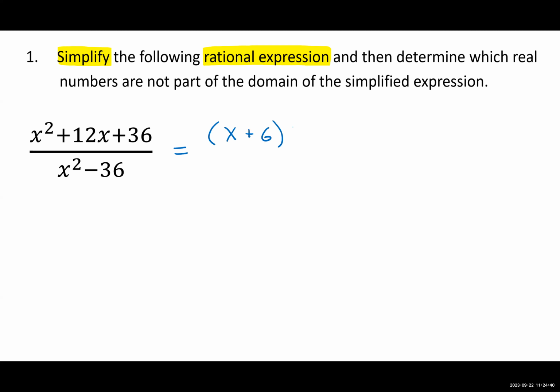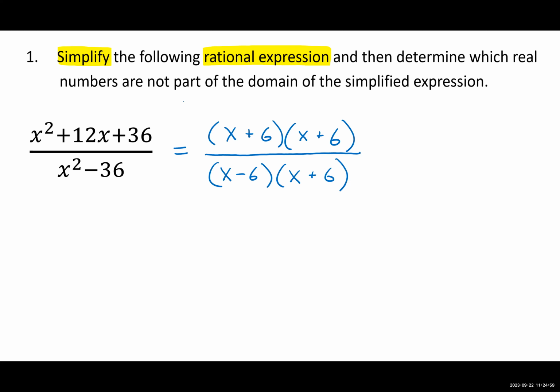So x squared plus 12x plus 36 is equal to, nope, not x squared, (x plus 6) times (x plus 6). And then on the bottom of the fraction, x squared minus 36 is equal to (x minus 6) times (x plus 6).